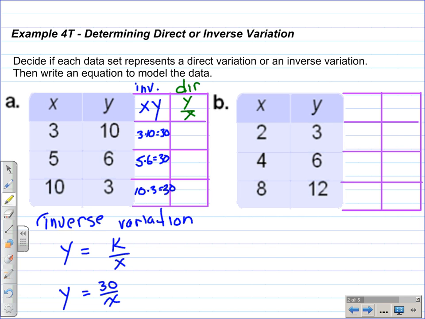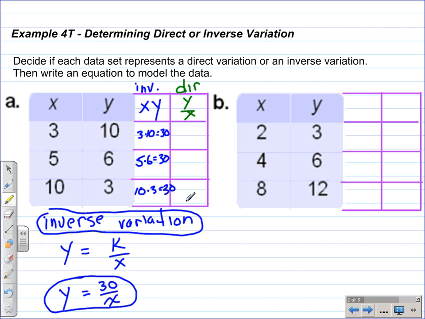So this is a part of our solution here, that it's an inverse variation, and this would be the equation for that inverse variation. We don't even need to test if it's a direct variation, because if it's inverse, it's definitely not going to be direct. Let's look at part B. This will be our inverse variation, which we find by the product x times y.